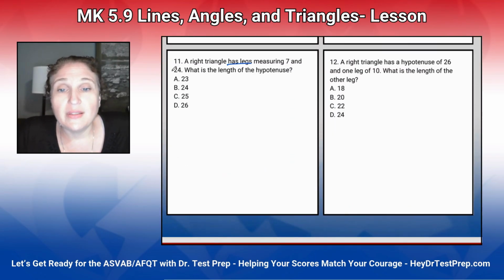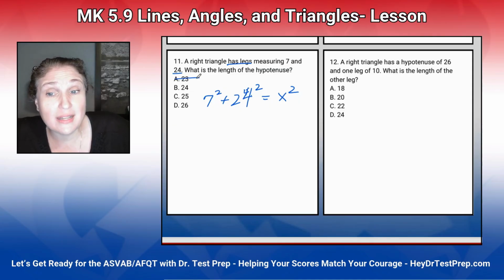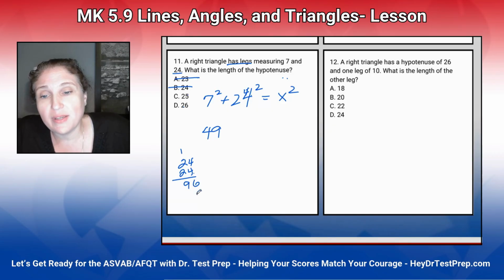All right, the legs are 7 and 24. And I don't know the hypotenuse. Well, right away, I know for sure it's not 23 or 24 because the hypotenuse has to be the longest side. So it can either be 25 or 26. Okay, I don't remember 24 squared in my head correctly. So let's do it this way.